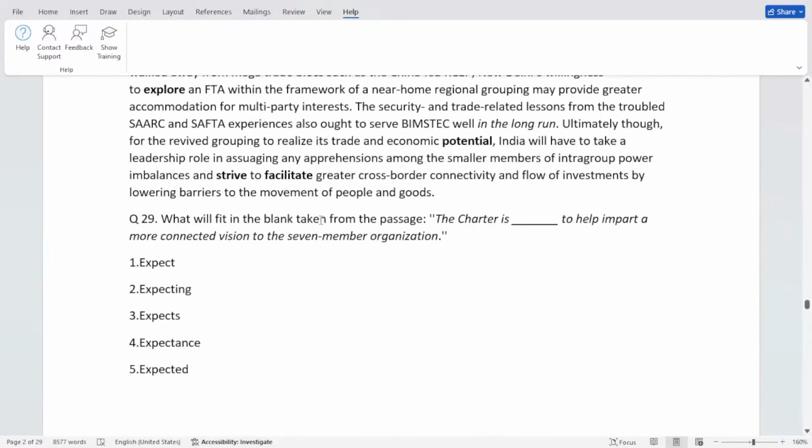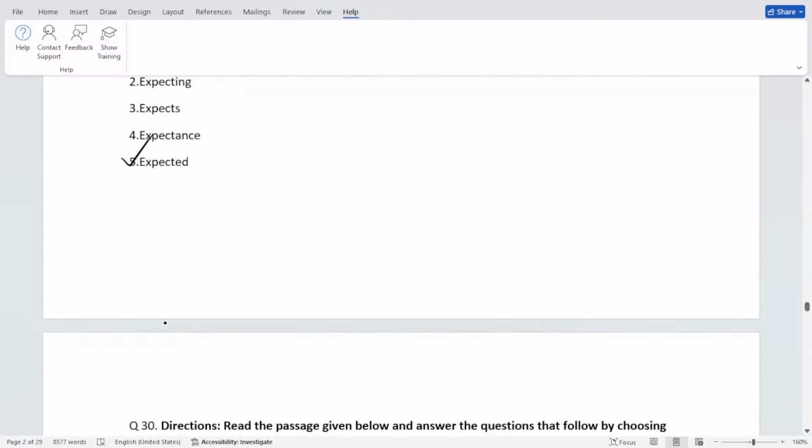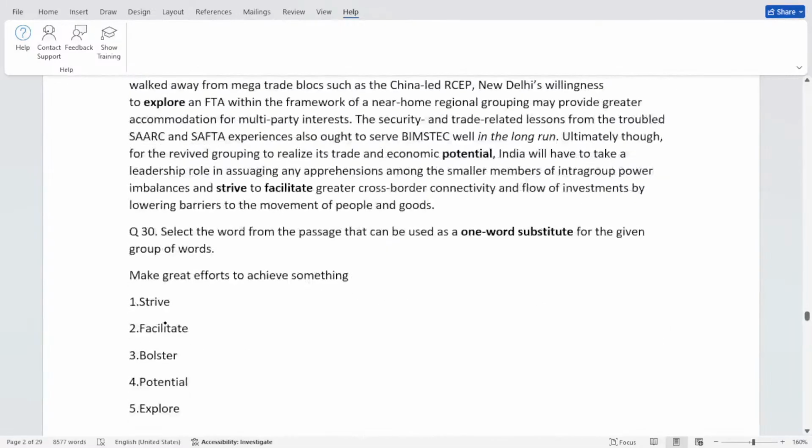So what will fit in the blank taken from the passage? The character is expected to help impart a more connected vision to the 7-member organization. Expect, expecting, experts, expectance, expected. So here the character is expected. It will be in the past participle form, so we are supposed to take it. And next we will go for the 30th question.